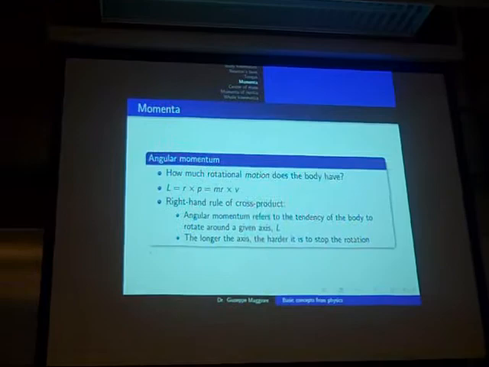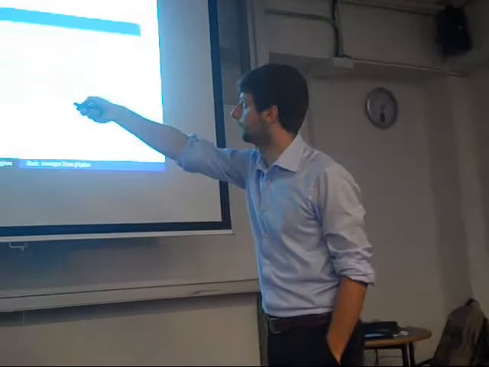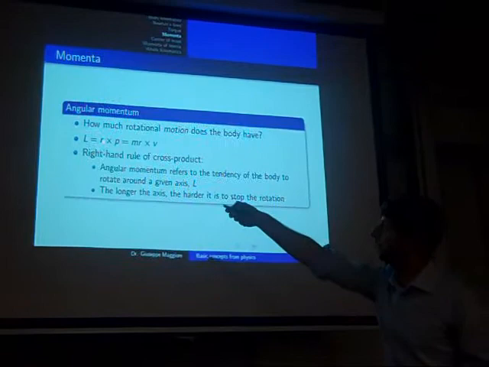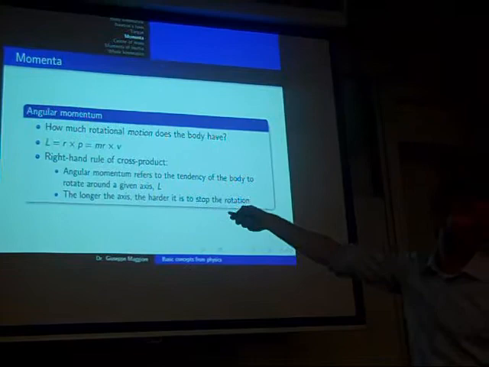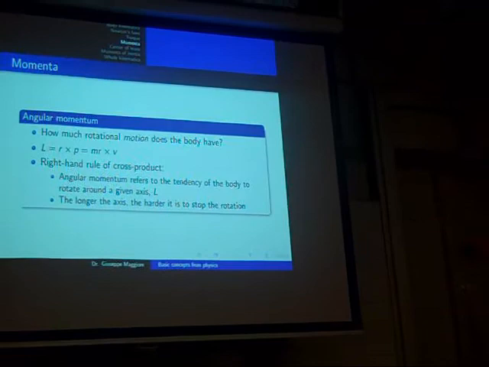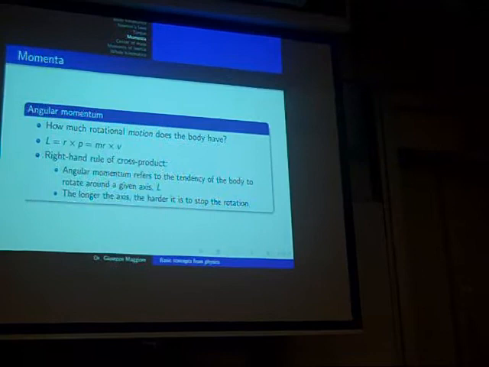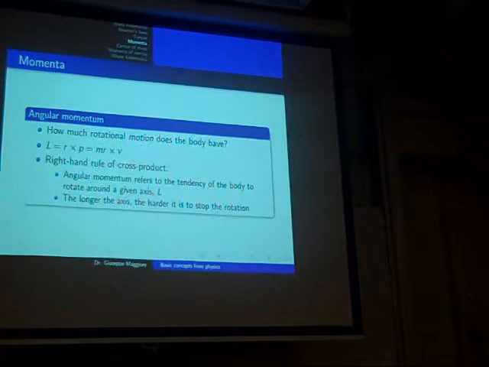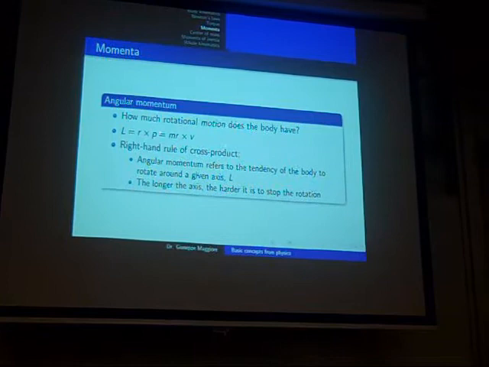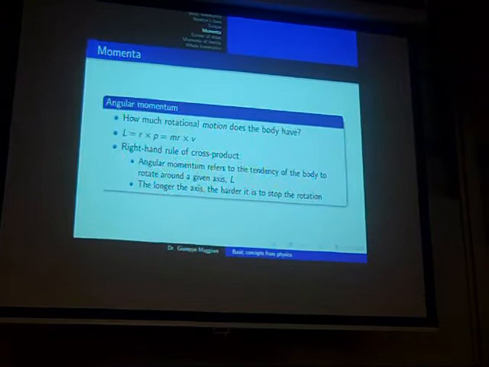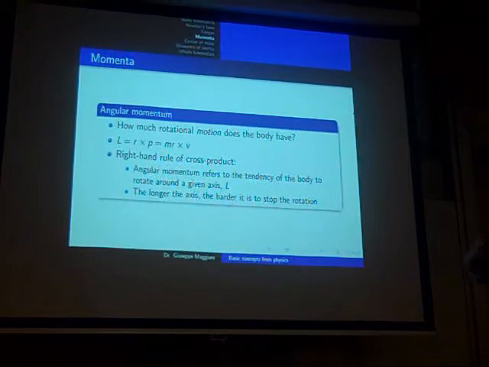Now, how much rotational motion does the body have? We call this quantity big L, and it is the cross product between the point, or every point in the body, which we call R, relative to the origin, so this is just the delta vector from the origin to the point, times the linear momentum. The linear momentum is the velocity at which this point is going, but only a part of it applies to the rotation, so R times V tells us what part of this velocity is perpendicular to the r vector, which is indeed the velocity at which the object is rotating multiplied by the mass.